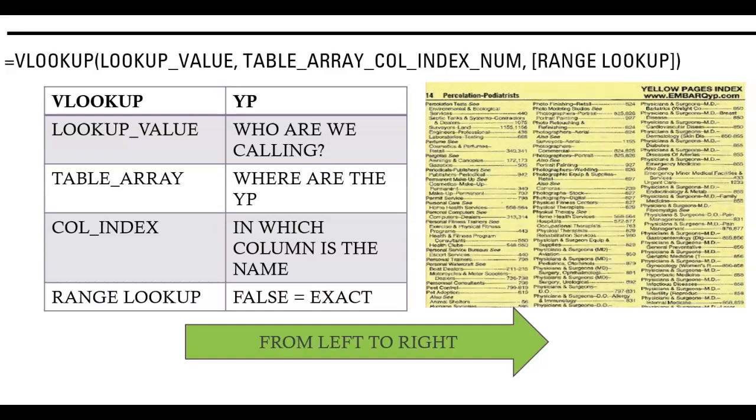Think of the VLOOKUP formula like this. Who are we calling from the yellow pages? This is our lookup value. Where are the yellow pages? This is our table array. And in which column is the value I need from the yellow pages? That is our column index. And lastly, false for an exact match and true for approximate match.